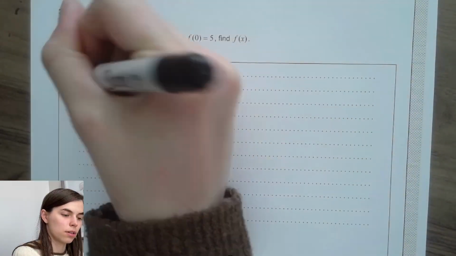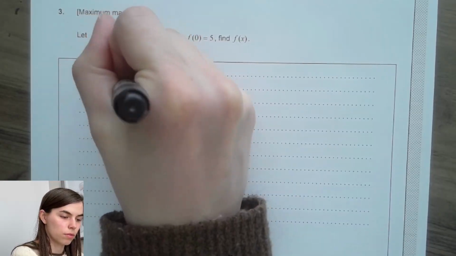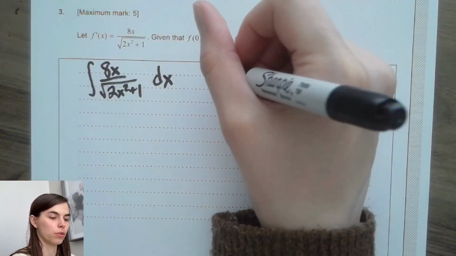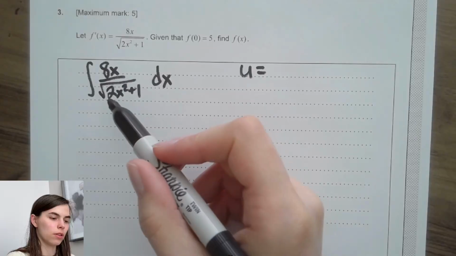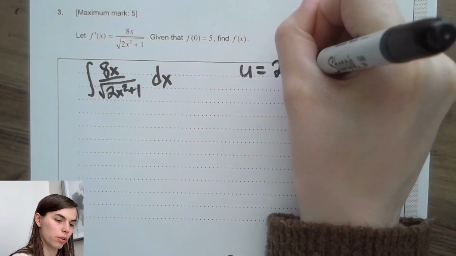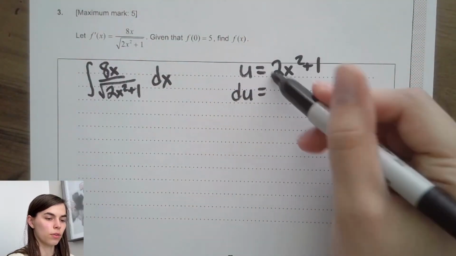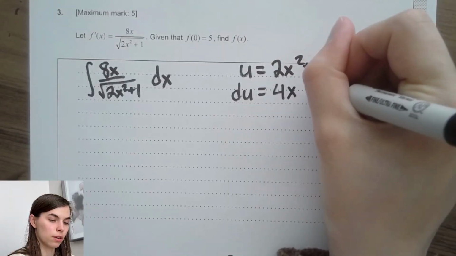So let's integrate 8x over square root. In order to take this antiderivative, we need to do some u substitution. I'm going to write over here on the right what our u and du are going to be. Our u is going to be the bottom part in the square root, the 2x squared plus 1. And then we need our du of that, which is the derivative of this part, 4x dx.